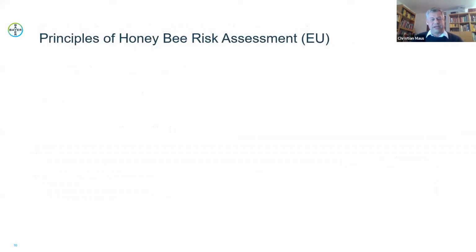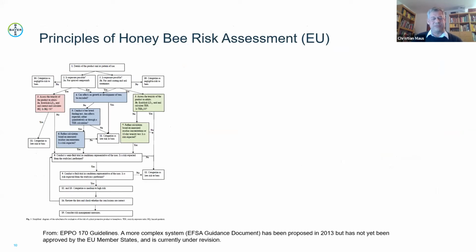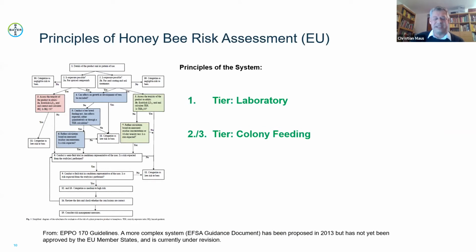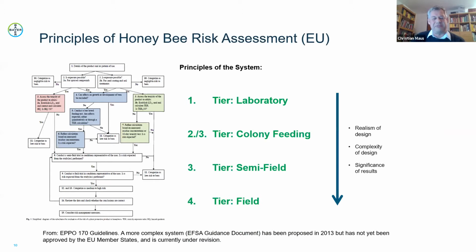So I think we go through that quickly. You don't need to look at that in detail. This is a risk assessment scheme, but it comes down to easy principles. We go from the tier 1 lab to the second and third tier, colony feeding and semi-field, and the last tier, field. And along this arrow, it's getting more realistic, but more complex.